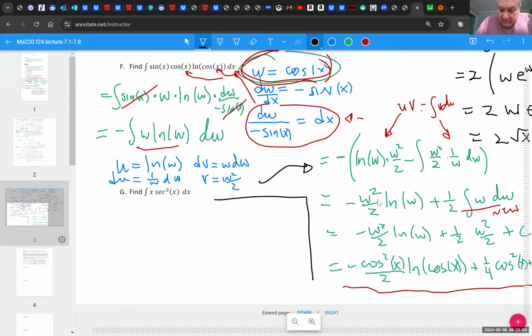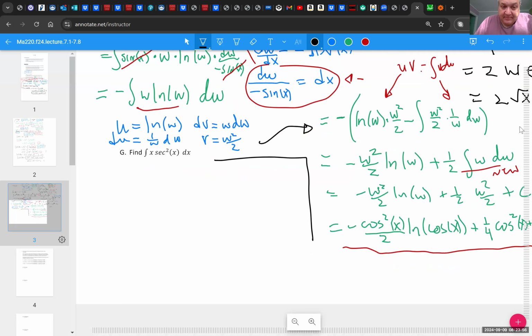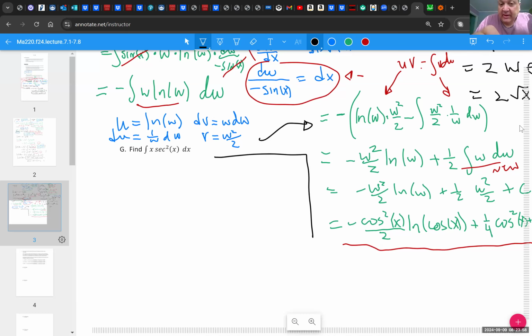For this one, what I'm thinking here, you have the multiplication stuff that you're used to seeing. And we would like to have u be something which gets simpler. So u equaling x would be a nice choice because the derivative of x is just 1. The problem is we get dv is equal to secant squared x dx. And for a lot of folks, they're like, well, I don't know how to anti-differentiate secant squared x.